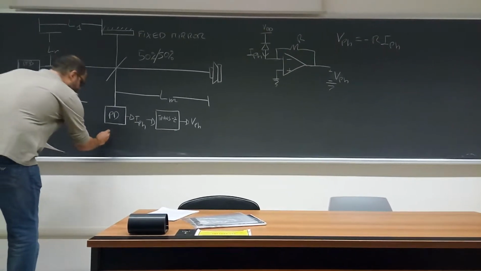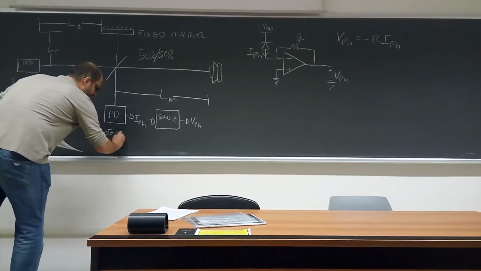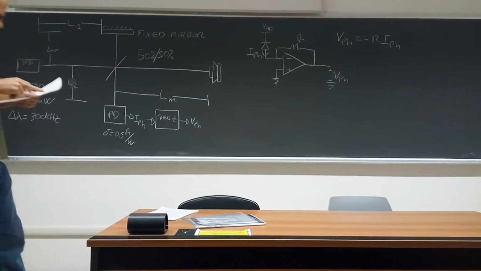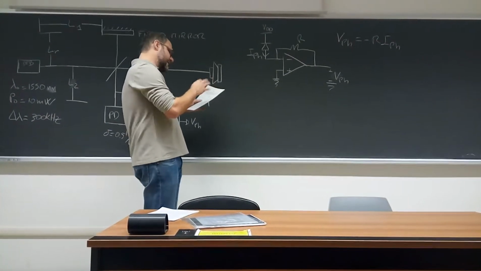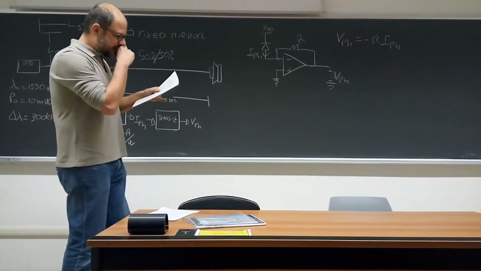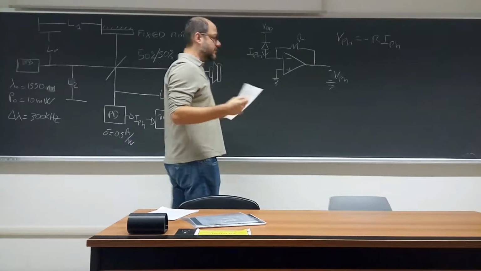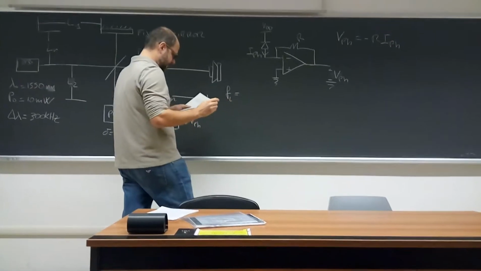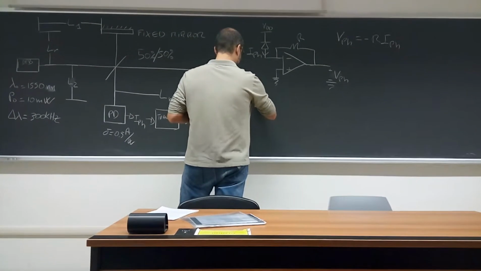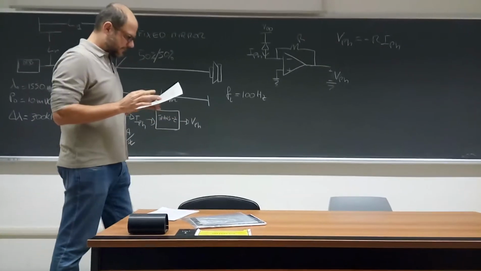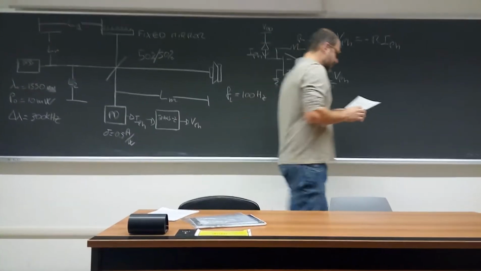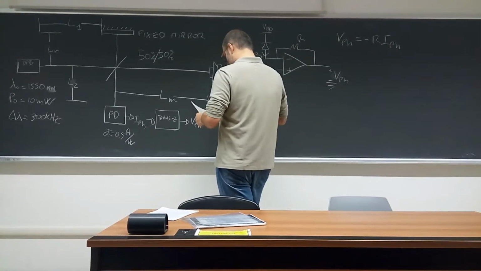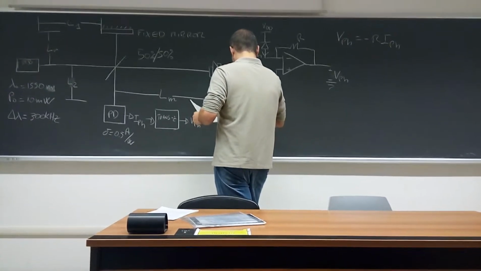The responsivity of the photodiode is 0.5 ampere over watt. The target is a loudspeaker. Now this loudspeaker is excited with a sinusoidal signal with a frequency of 100 Hertz. The voltage that you apply to the loudspeaker is 5 volts peak-to-peak.